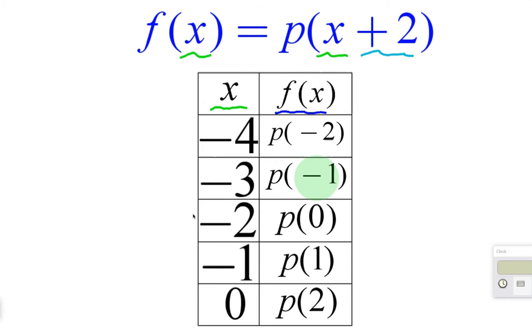That's going to be it for this video. Next we'll look at what happens when we change this to maybe plus 3, plus 4, plus 5. You can imagine what's going to happen. You're going to have to compensate by doing the opposite. In other words, minus 3, minus 4, minus 5.